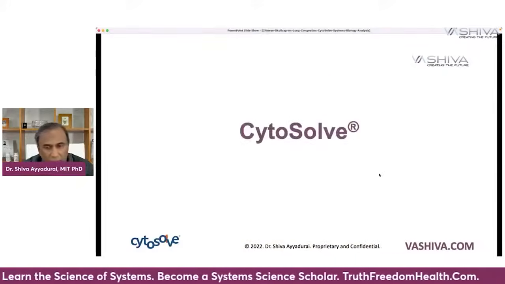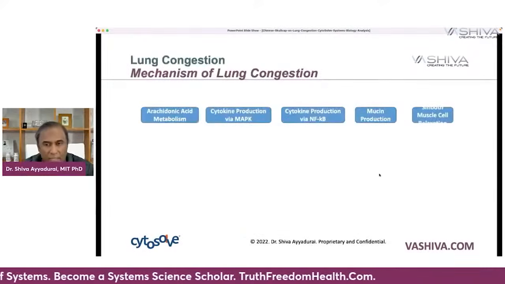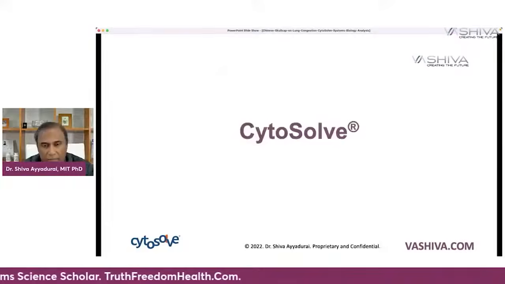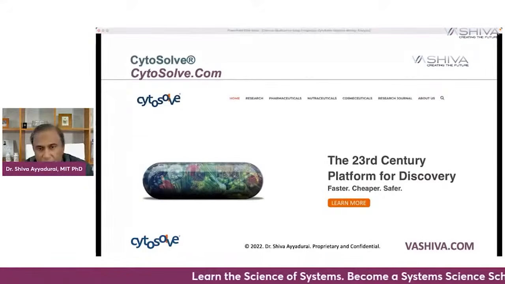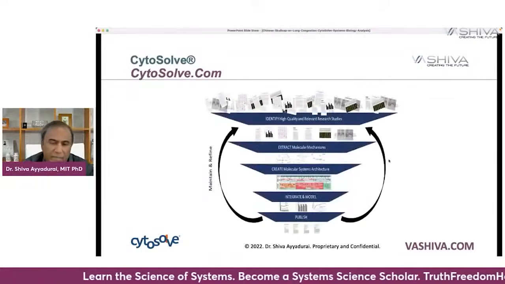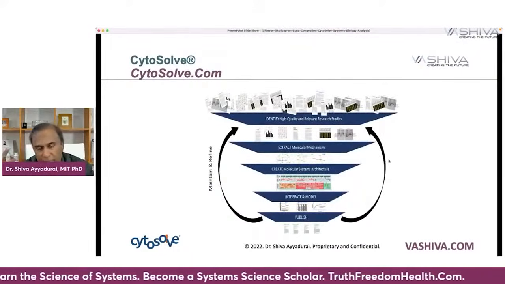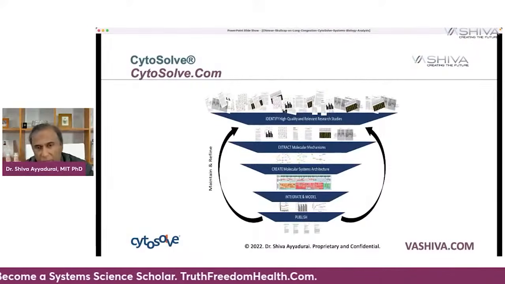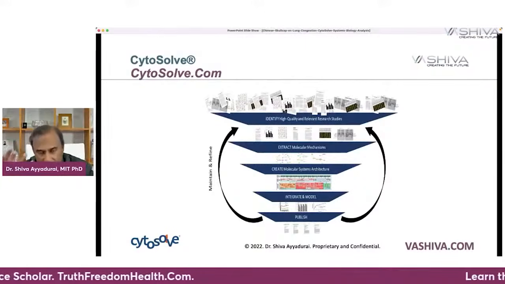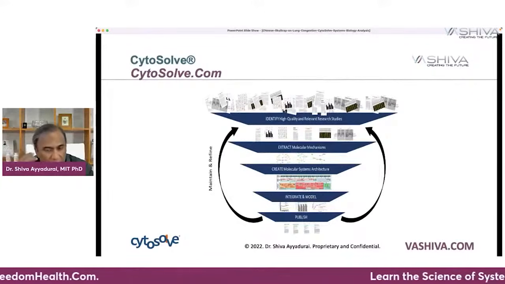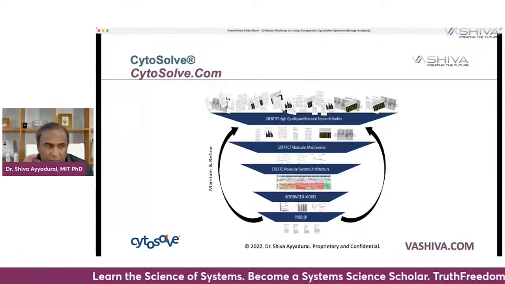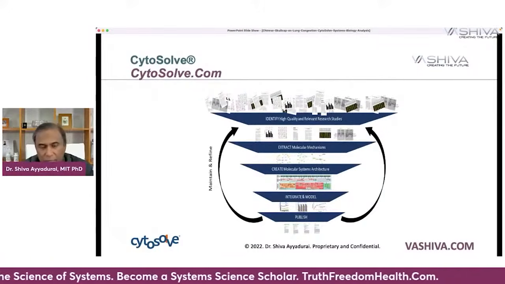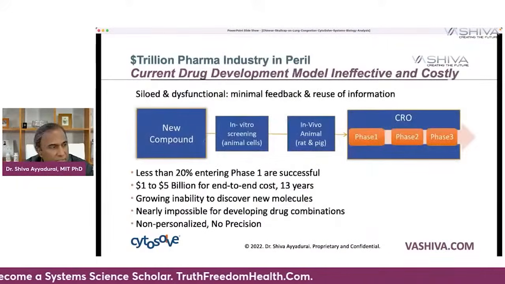The way we understand these pathways and how skullcap affects them is using a tool called Cytosolve. You can go to cytosolve.com. What we've done here with Cytosolve is that we're able to take all of this literature. So here we're looking at lung congestion and skullcap. We take all of that literature, we extract out the relevant papers, then we extract out the molecular pathways, the 5 that I just covered, and then we look at how skullcap affects those pathways, not only just hand waving, but mathematically.